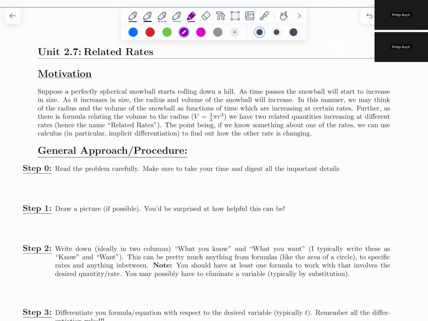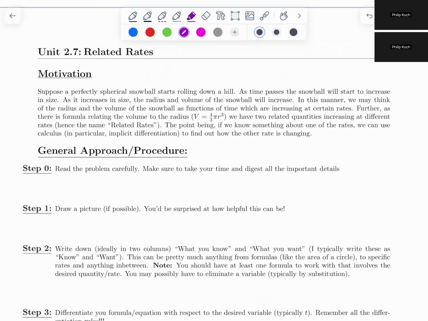And then step 2, after you've drawn your picture, if it's necessary, is to write down what you know and what you want. I learned this from my math teacher and I loved it because I took calculus in high school and then I took calculus at the university. And I liked my teacher, Professor Taggart's method of doing this so much that I stole it. So you're going to write what you know and what you want. Under the know section, these could be formulas. These could be rates that you know of. These could be specific values that you know. Anything that you can think of.